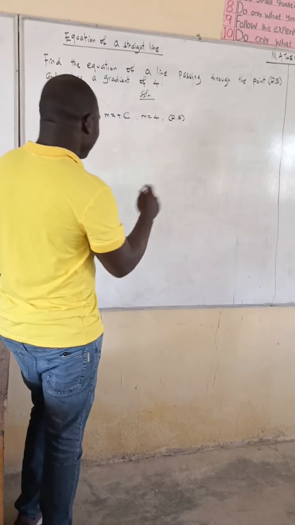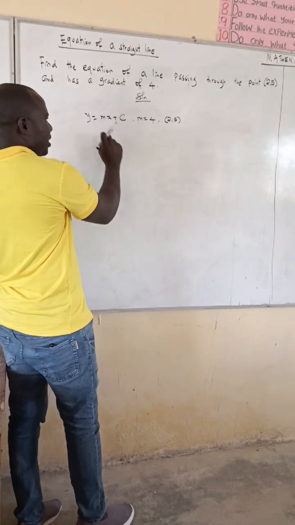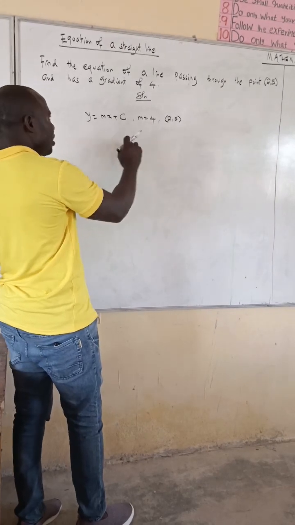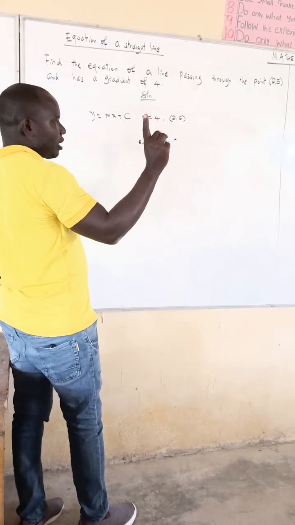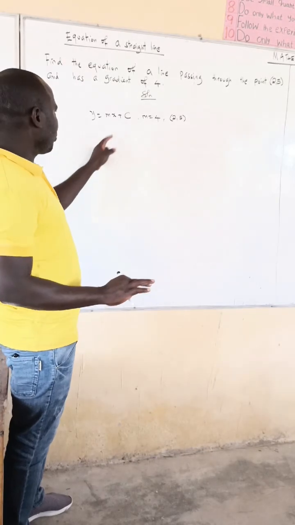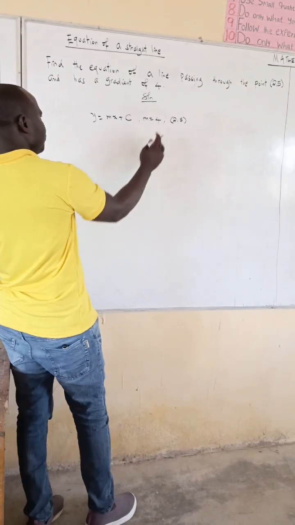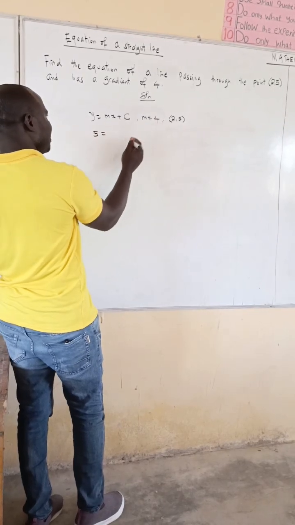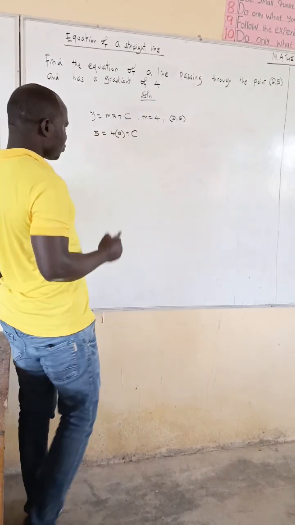So by making substitution, it means where we have y, we are going to substitute it with 5. Where we have x, we substitute it with 2. And where we have m, we replace it with 4. By so doing, in this equation, we will only be left with one unknown. If we have 4 variables, given 3 of them, then we'll be able to get the 4th one. So we're going to have 5 is equal to 4 into 2 plus c.